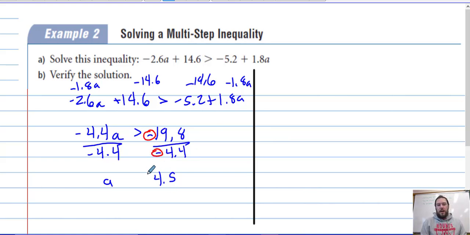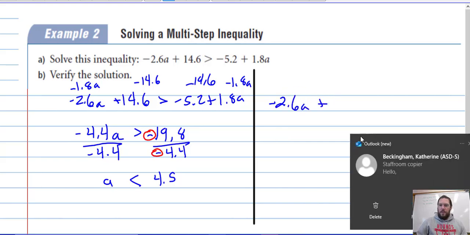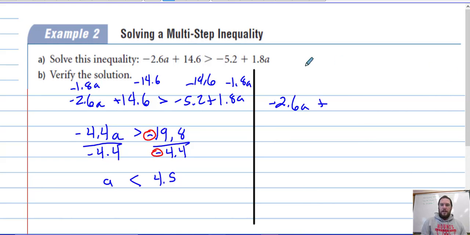And since I am dividing by a negative, we have to take our greater than symbol, and it now becomes a less than symbol. Perfect. Awesome. Now, I said that there's two ways that we can deal with this. If we don't want this negative 4.4 in front of my a, what I could have done instead is I could have taken my negative 2.6a and moved that instead of my 1.8.